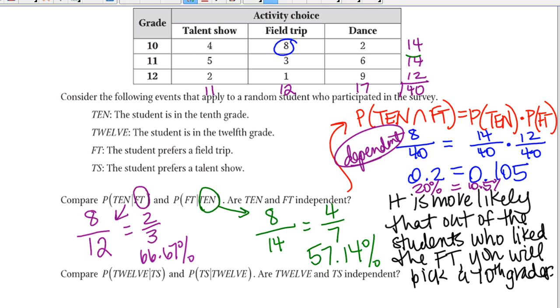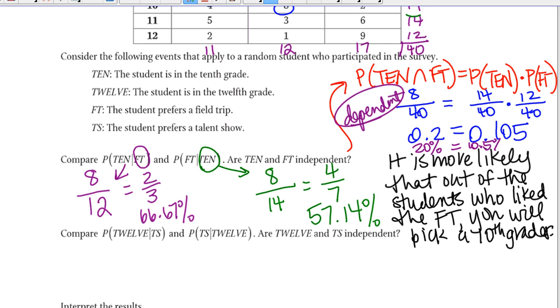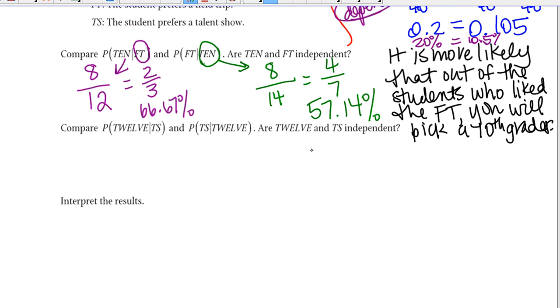Okay, which makes sense because if you look at the people in the field trip, it was very heavily weighted that the 10th graders liked the field trip compared to the 11th graders or the 12th graders. So it makes sense because your data is a little skewed, so it makes sense for them to be dependent. Okay, so the next question is doing the same thing. I'm interpreting the results as we go, so we don't need to do that. So it might be good for you to pause the video and work out this next question and then hit play again and see how you do.